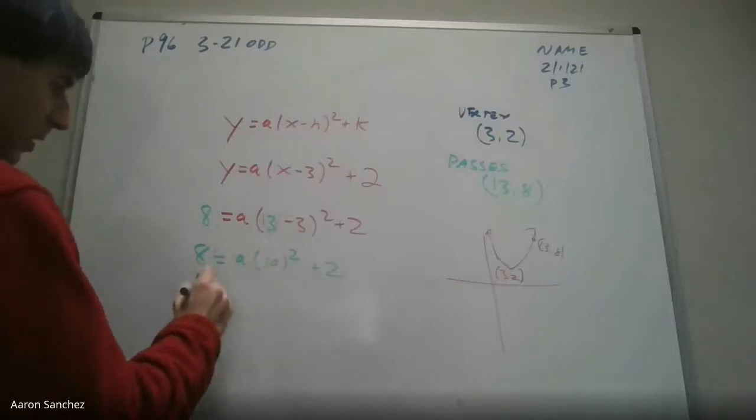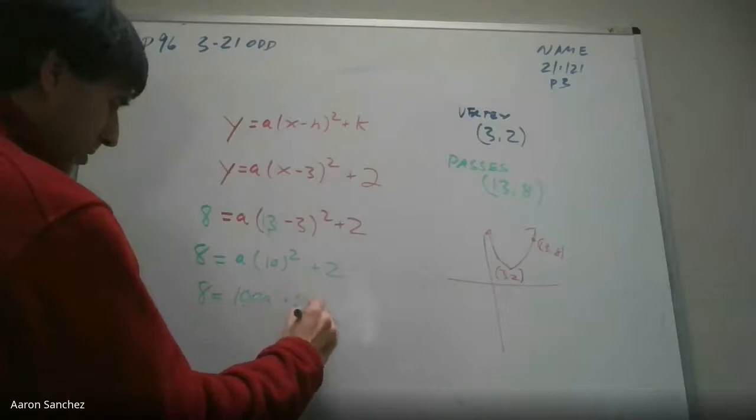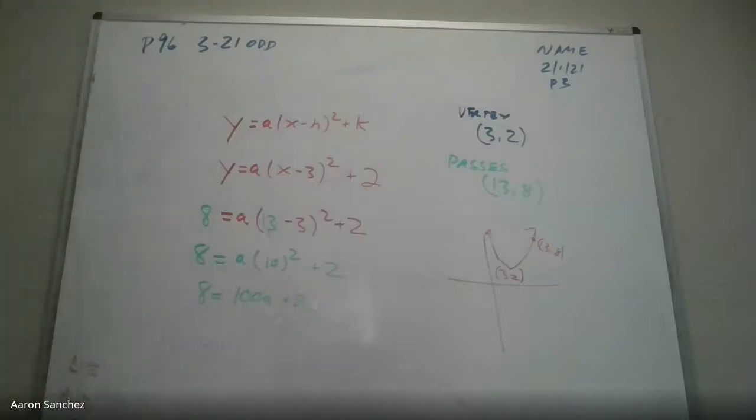10 squared is 100a plus 2. I messed up. Okay, what do I do next? Mario, what do I do next?